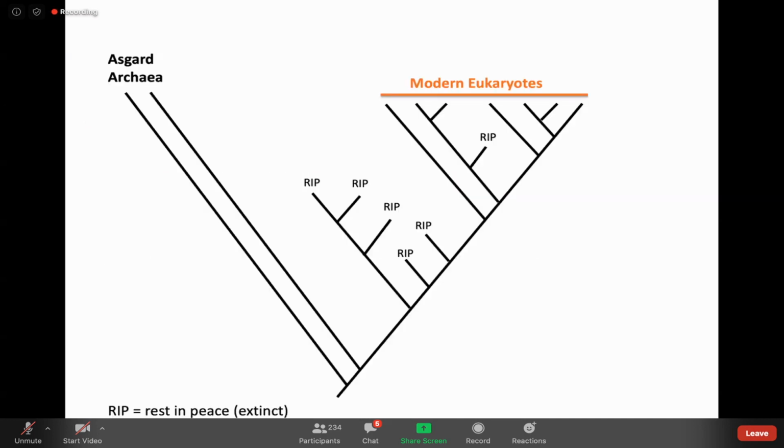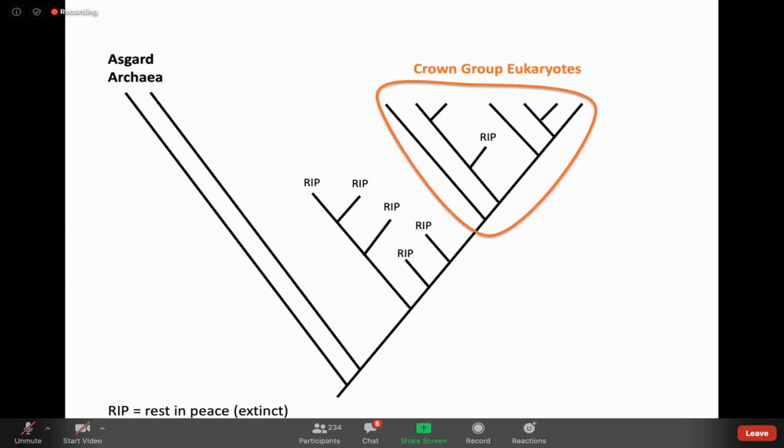So before I jump into that, I just wanted to quickly review some terms that I'm going to be using. I've been talking about modern eukaryotes. Instead, I'm going to use this term crown group eukaryotes. This is defined as the last common ancestor of all living eukaryotes and all of its descendants, including those that are extinct. Rest in peace. The last common ancestor of crown group is known as LECA, the last eukaryotic common ancestor.